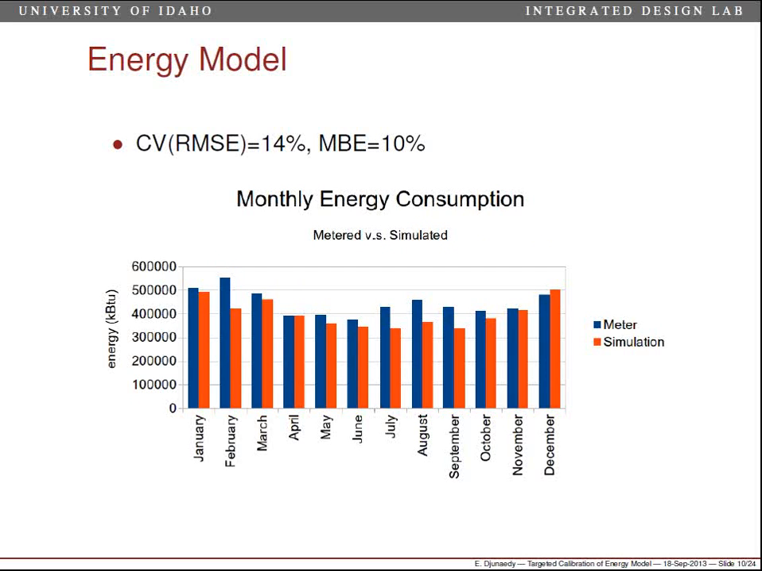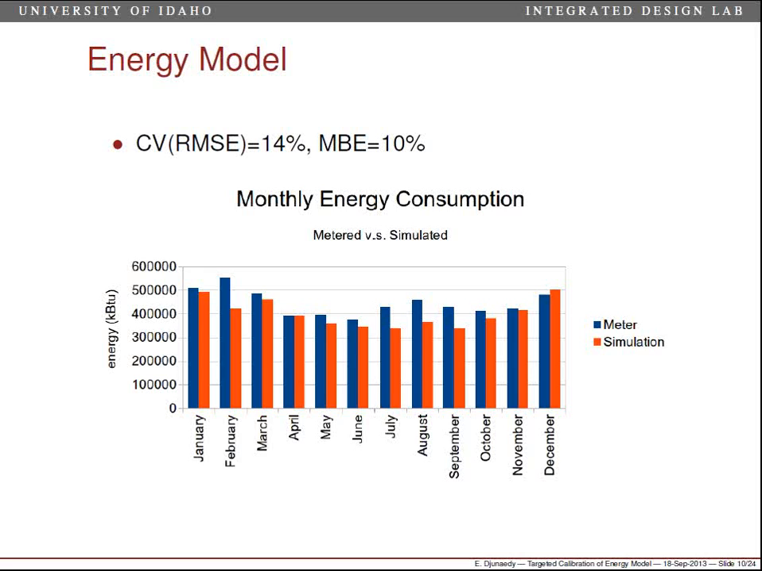And these are the two parameters that we use for calibration: the CV(RMSE) and MBE. These are two types of error that we always have to report every time we do the calibration. Basically we compare the meter and the simulation on a monthly basis, and then we plug it into a formula, and we can come up with these two types of error. The first one, CV(RMSE), is 14%, and the MBE is 10%. I can't quite remember the criteria. 15% for the CV(RMSE), and the MBE is 10%. So it is considered calibrated.